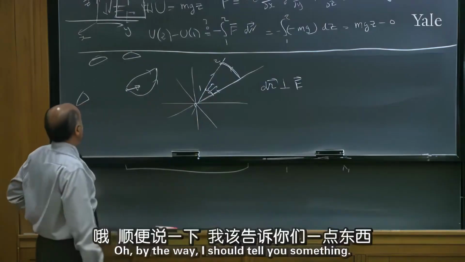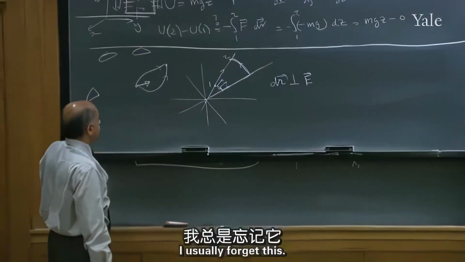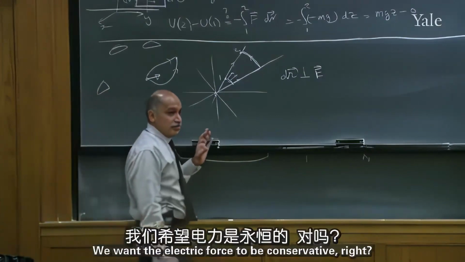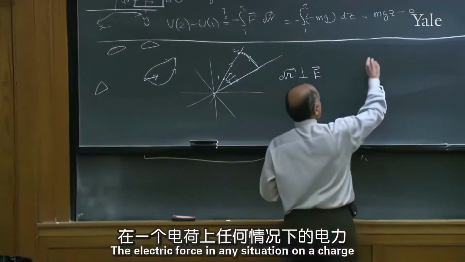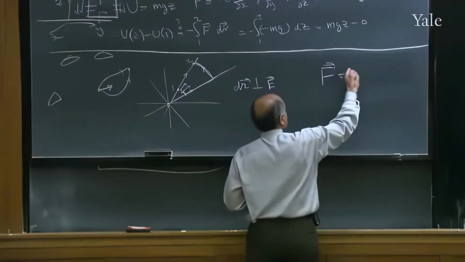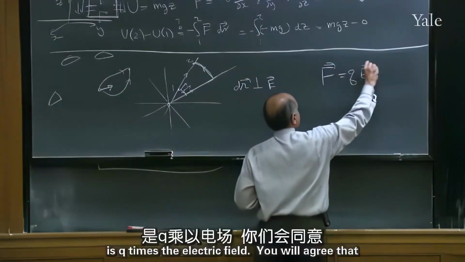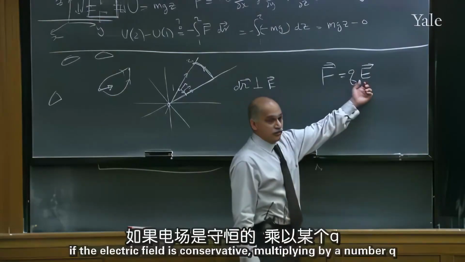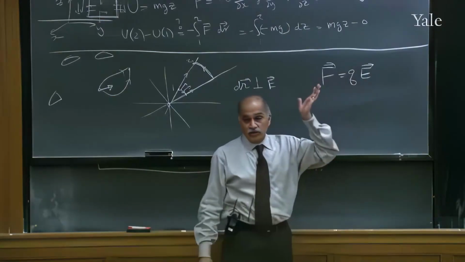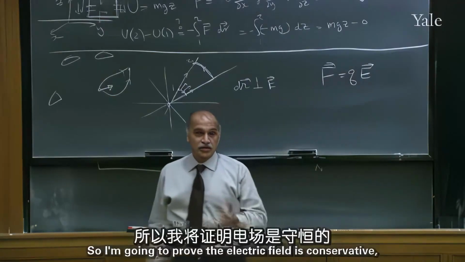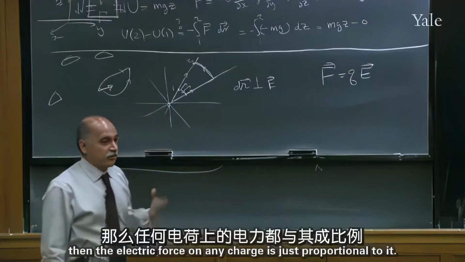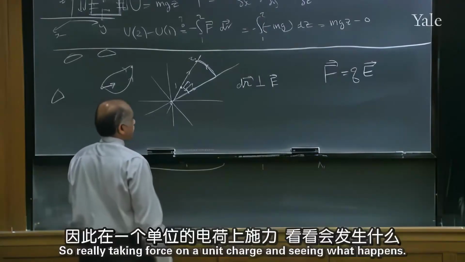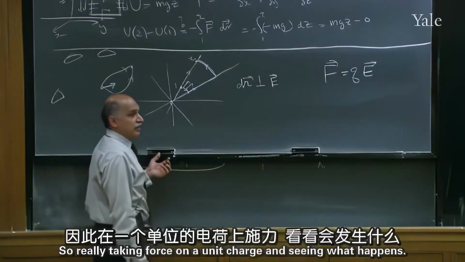Oh, by the way, I should tell you something. I usually forget this. We want the electric force to be conservative, right? The electric force in any situation on a charge is Q times the electric field. You will agree that if the electric field is conservative, multiplying by a number Q is not going to change the fact. So I'm going to prove the electric field is conservative. Then the electric force on any charge is just proportional to it. It'll also be conservative. So really taking force on a unit charge and seeing what happens.